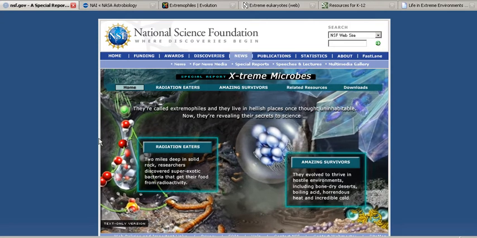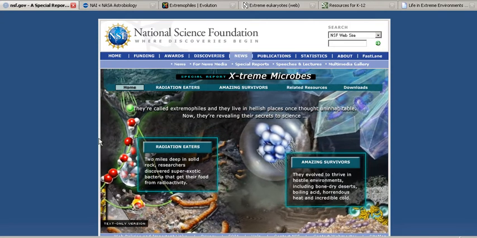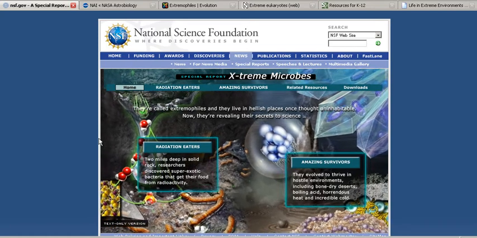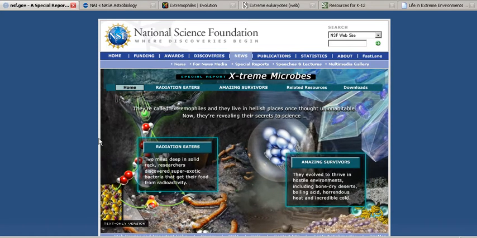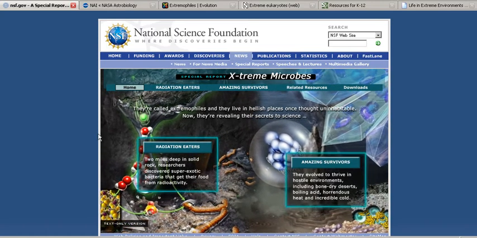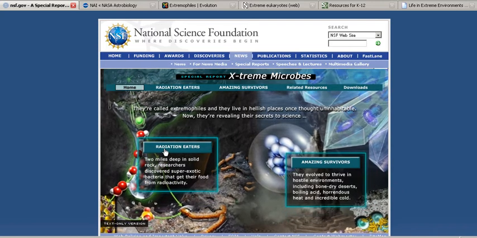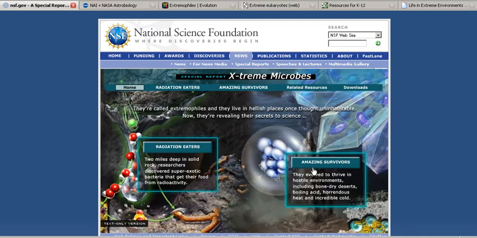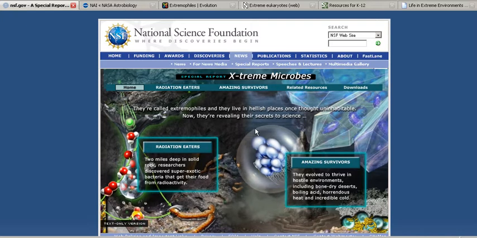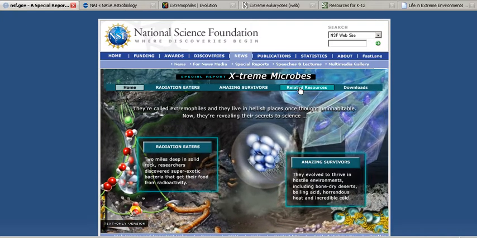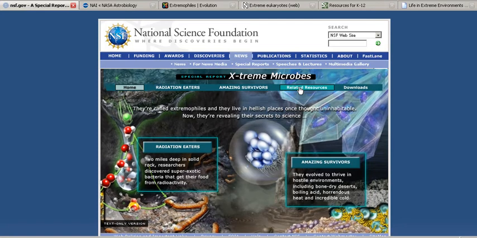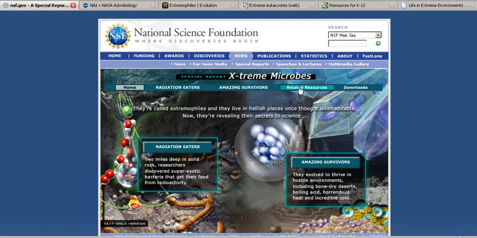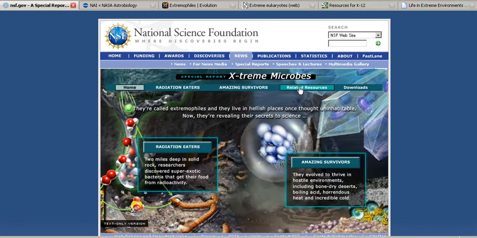Let's look at the National Science Foundation's Extreme Microbes site. This site has a cornucopia of links, many of which are interactive and, as you can see, quite colorful. The site has embedded links to radiation eaters and to extreme environment survivors. One of the nice aspects of this site is its related links, which provide jumps to National Science Foundation supported research in the field. I'd suggest you look at this. There are a number of interactive links in here, as well as some excellent graphics.